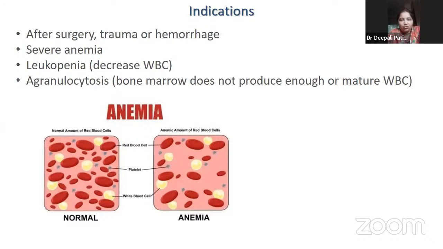Third indication is leukopenia. As we all know, leukocytes means white blood cells, and leukopenia means decrease in number of WBCs. And last is agranulocytosis. This is a clinical condition where the bone marrow does not produce enough or mature WBCs. We can see in this picture the peripheral smear of a normal person and that of an anemic person. The red blood cells are shown in oval shape, red color. The white cells are indicated in small white color, and the small tiny blue colors are the platelets. We can see the difference between a normal and anemic patient.